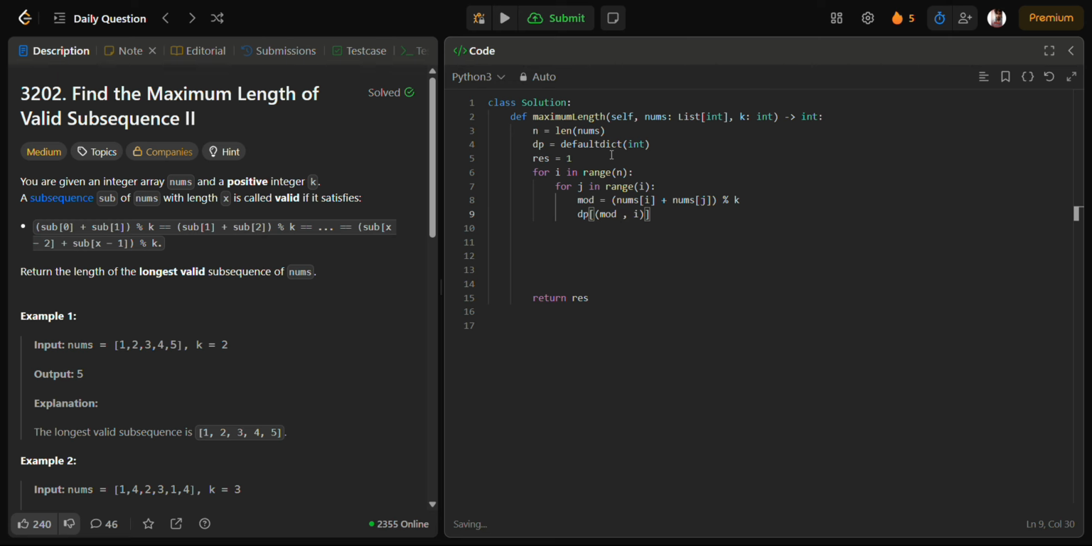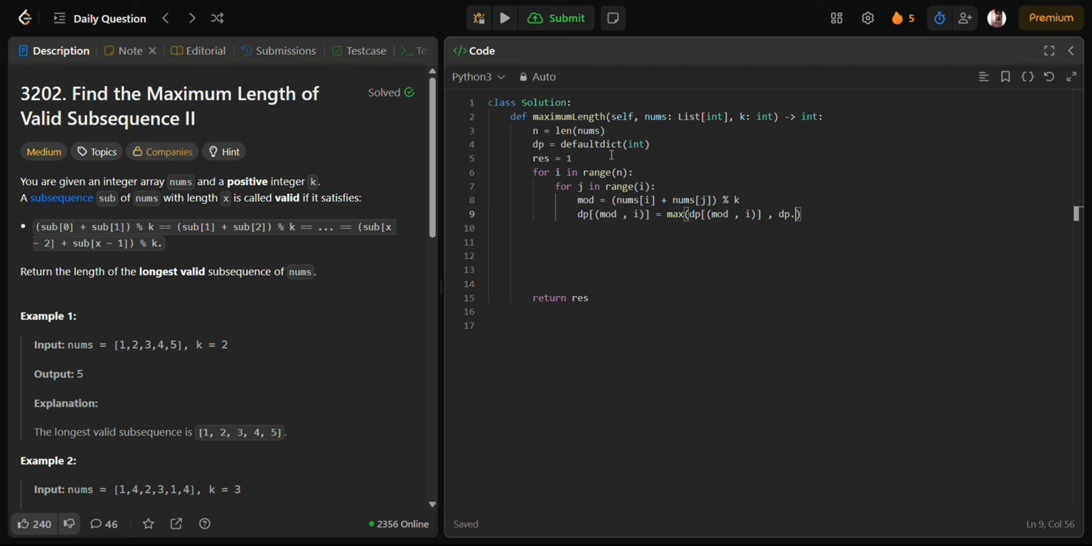This method allows us to explore all potential subsequences efficiently, while ensuring that we only track those that follow the rules. It's a great example of how dynamic programming and hashing can be combined to solve what looks like a combinatorial problem in an optimized way.